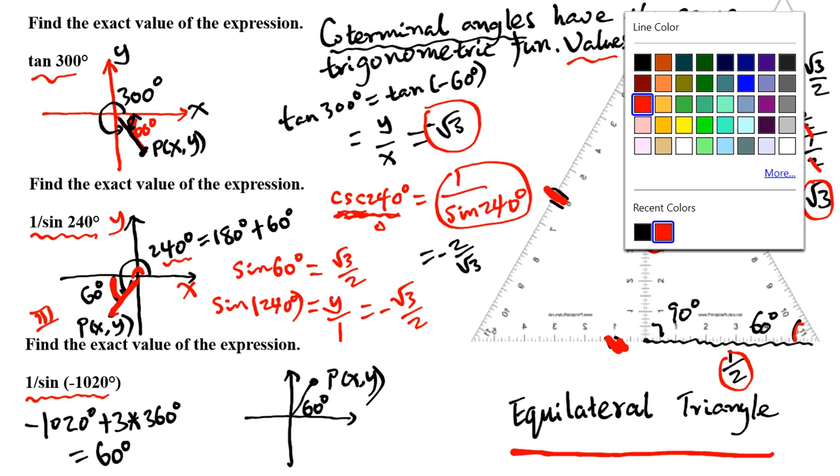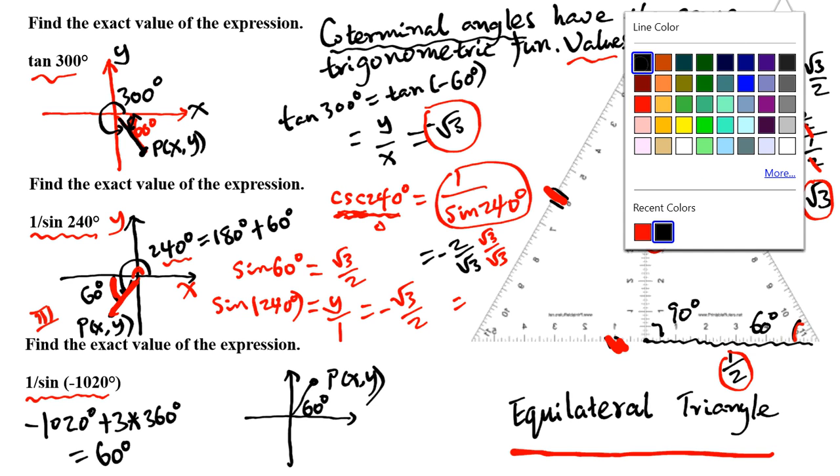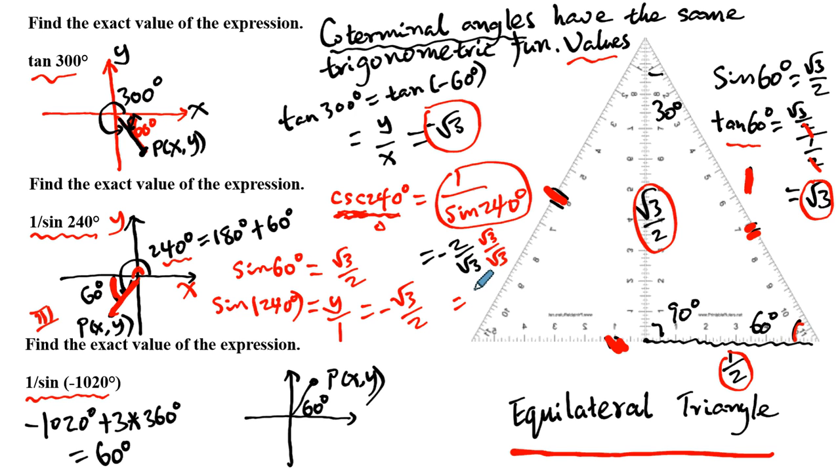And then you want to rationalize that, multiplying by radical 3 over radical 3. So the final answer is negative 2 radical 3 over 3. That's the second question.